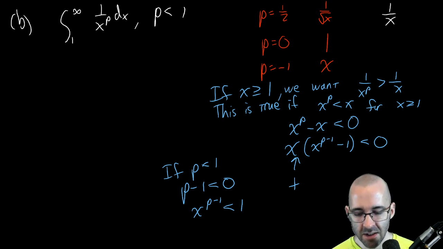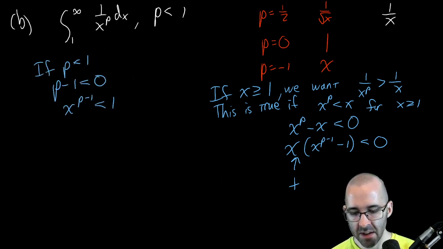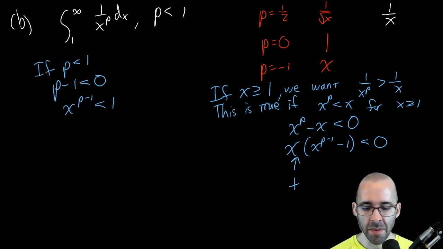So here's how we organize this. Start with this guy. If p is less than 1, p minus 1 is negative. That means some number bigger than 1 to a negative exponent is its reciprocal. Dividing by some number that's bigger than 1 is going to be less than 1.